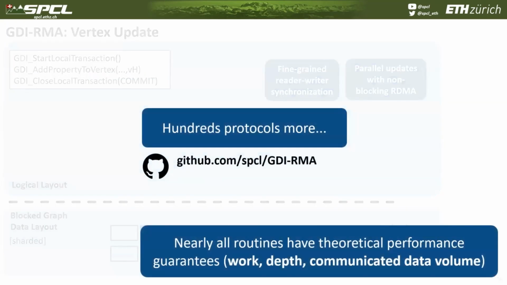Now we have hundreds of similar protocols for different types of graph CRUD manipulations and accesses for different OLAP queries, and you can check all of these things in our online repository. And finally, what we also did here was to provide theoretical performance guarantees for nearly all of these protocols in terms of their work, depth, and communicated data volume, in order to facilitate performance portability.